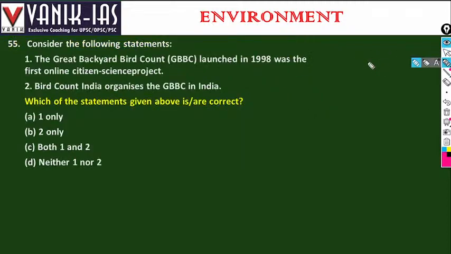Number 17. Consider the following statements. The Great Backyard Bird Count, GBBC, was launched in 1998 and was the first online citizen science project. Bird Count India organized the GBBC in India. Which of the following statements are correct? Here both the statements are correct. The Great Backyard Bird Count was launched as the first citizen science project. Yes. Bird Count India organized the GBBC in India. So both the statements are right here.